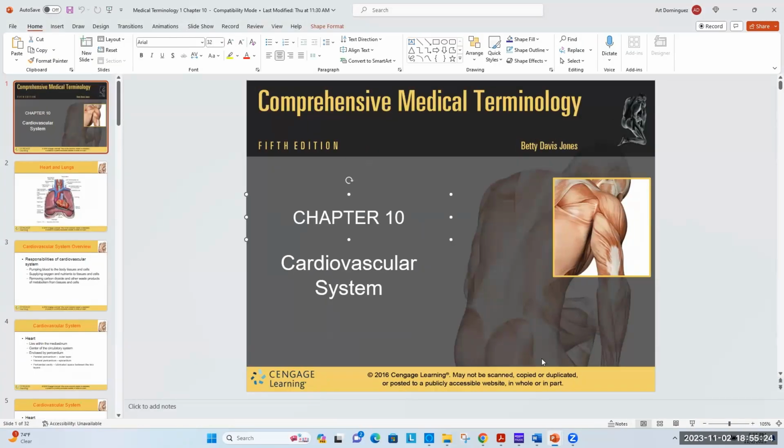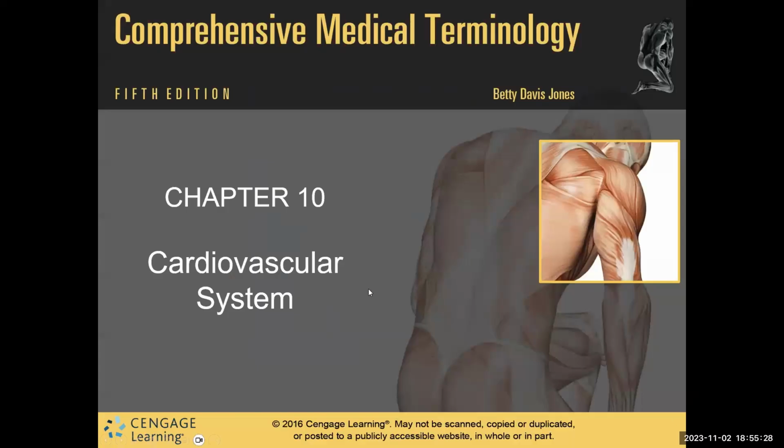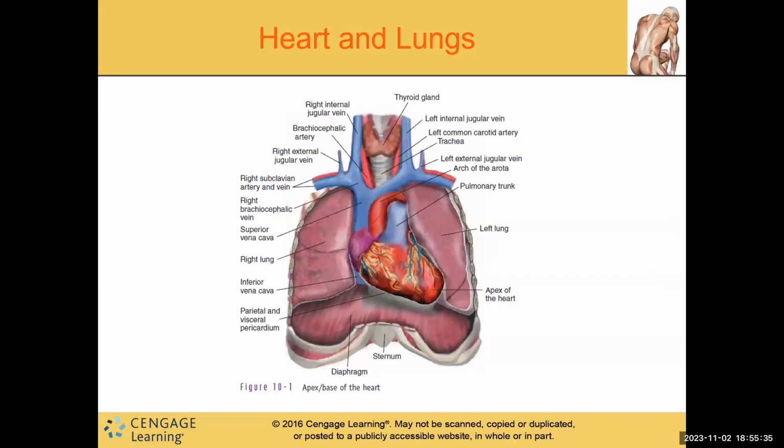Okay, chapter 10, the cardiovascular system. So the cardiovascular system: cardio means heart, vascular is the blood, all the bloodstream, but it includes the heart and lungs because blood works very closely with the lungs, and we'll learn more about that.